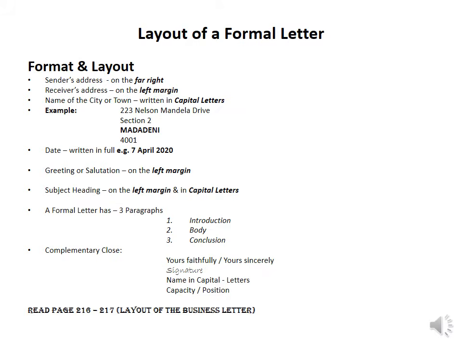Paragraph 1 is the introduction of the subject heading. Paragraph 2 is the body where you state what you want to say in this letter. Paragraph 3 is your conclusion.